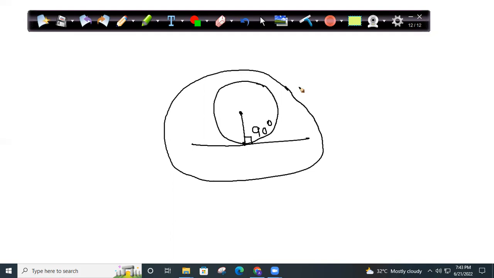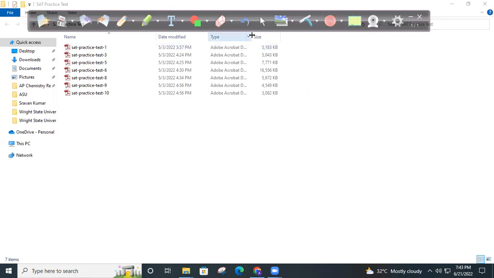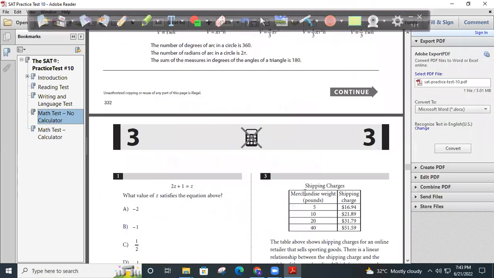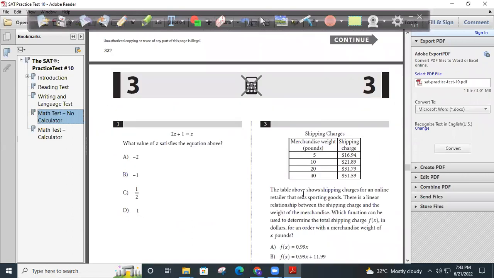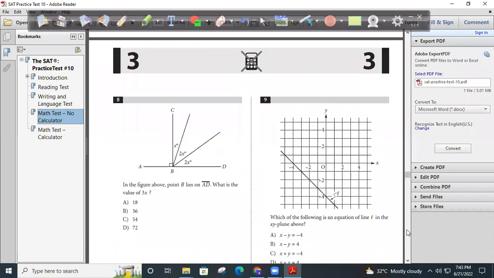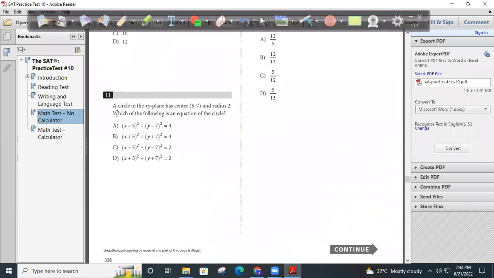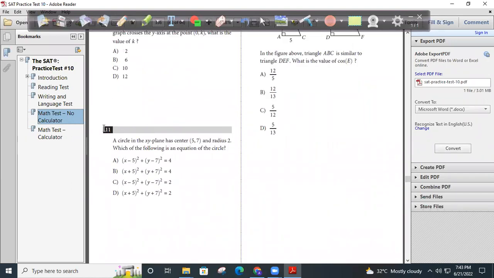Now I'll open actual SAT questions. We'll identify what the actual SAT questions are. Let me open any one paper. I always like to come from the back side. Generally in the math no-calculator section you will not find circle questions. Generally you can find them in section 4. So everyone give me the answer for the 11th question. Everyone should type your answer in the chat box.